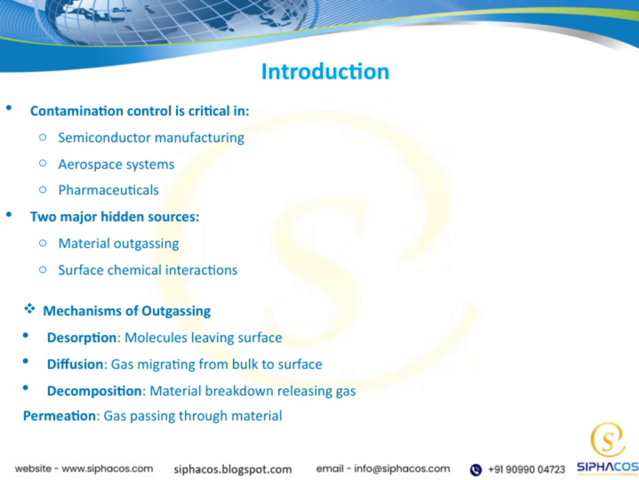Understanding these mechanisms is vital because contamination control is critical in industries like semiconductor manufacturing, aerospace, and pharmaceuticals. Two major hidden sources of contamination are material outgassing and surface chemical interactions, which can significantly impact product quality and system performance. So, by grasping these processes, we can better develop strategies to mitigate their effects and maintain the integrity of our environments.